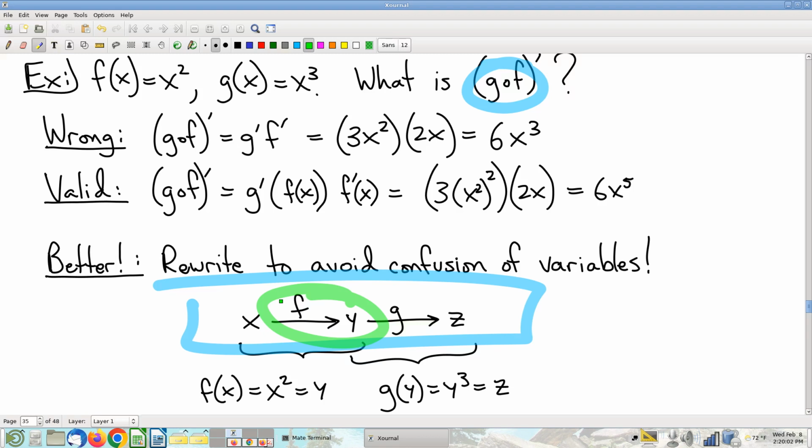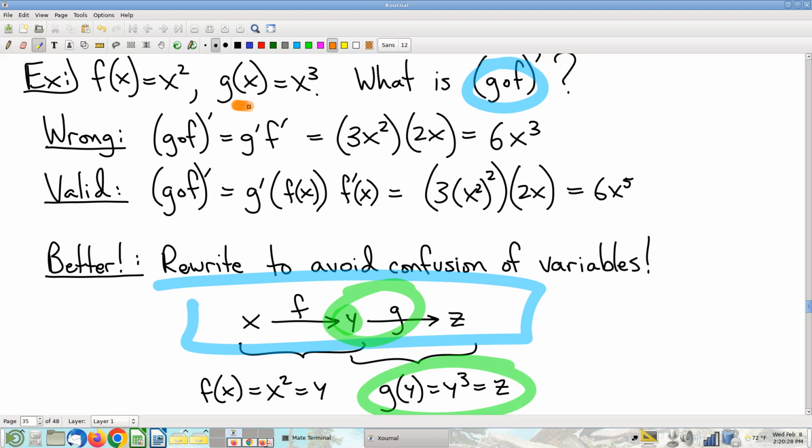So if I don't call it x, if I call it, for example, y, whatever comes out of the first one has to be what goes into the second one. What that tells me is I really should rewrite this function g in terms of a new dummy variable. I should rewrite g in terms of y. And you'll see that's what I've done here. I've written g as a function of y. Now that's morally the same function as what I have up here.